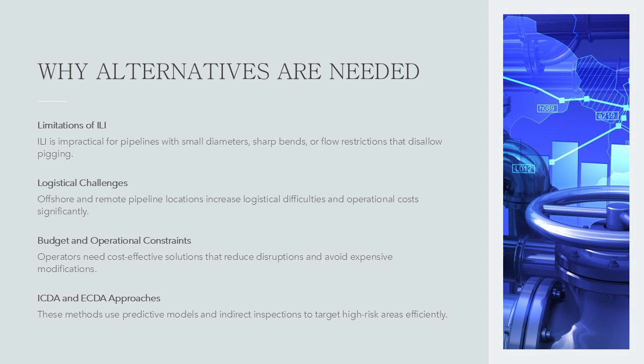Some pipelines have small diameters, sharp bends, or flow restrictions that make pigging impossible. Offshore and remote locations add logistical challenges and costs. Additionally, operators face budget constraints and need solutions that minimize operational disruptions. ICDA and ECDA address these issues by focusing on high-risk areas and using predictive models and indirect inspection techniques. These methods allow operators to maintain integrity standards without the need for expensive modifications or downtime associated with ILI.